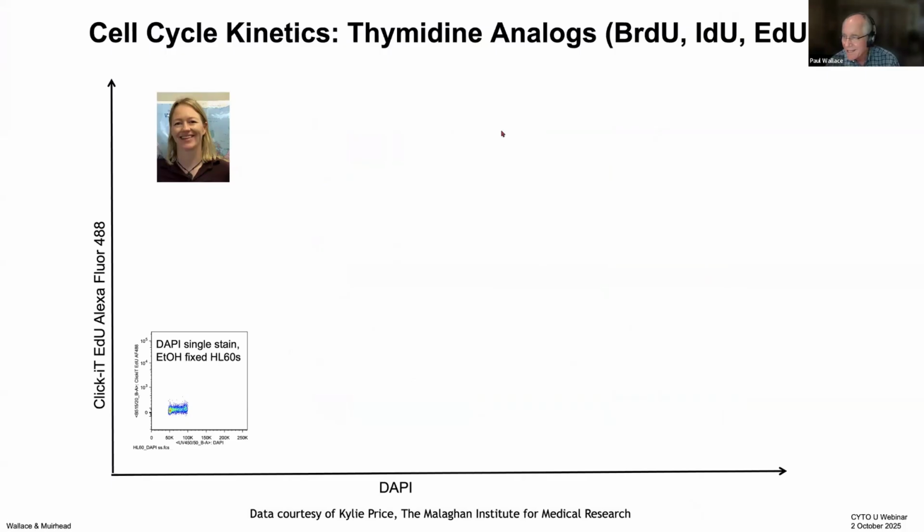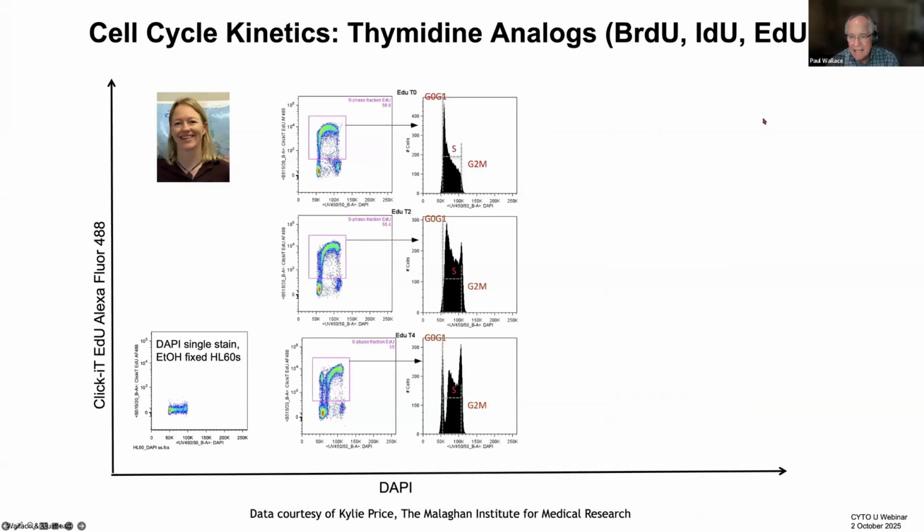That this is our hero Kylie, and basically a histogram doesn't tell us anything about how rapidly our cells are progressing through different cell cycles, but metabolic labeling with thymidine analogs such as BrdU or the click-it reagent EdU provides improved resolution of S phase for standard cell cycle analysis.